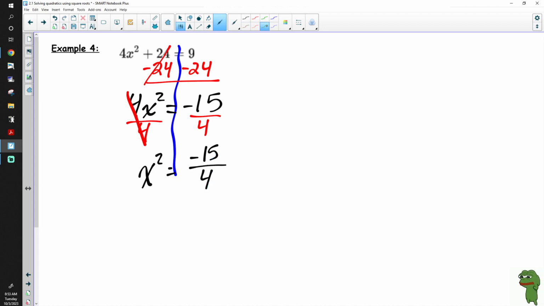Now we're to the best part, the new part, the fun part, the exciting part. Can you tell if we're going to have imaginary or real solutions?